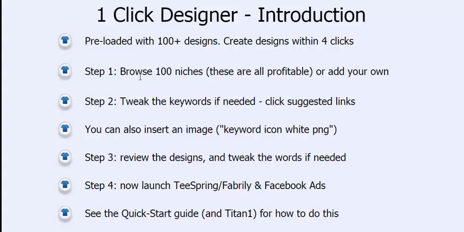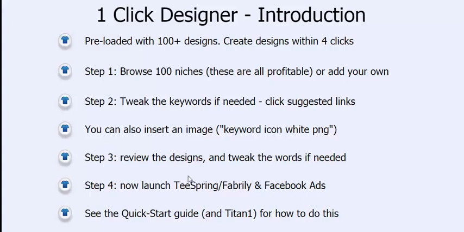The first thing we want to do is browse through the niches provided. There's actually 150, not 100, and they're all profitable. They're all proven for the summer of 2015. We can also add our own niches very easily, which I'll show you in just a moment. We then tweak some keywords, which we can do by brainstorming using suggested links. We can also upload an image, create our designs, review and tweak them if needed, and then we grab the design images, upload them to Teespring or Fabrily and start driving Facebook ads.